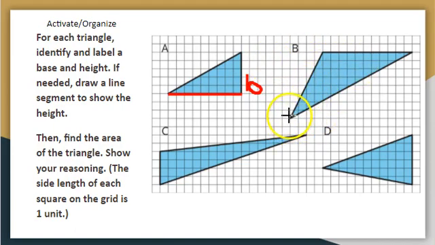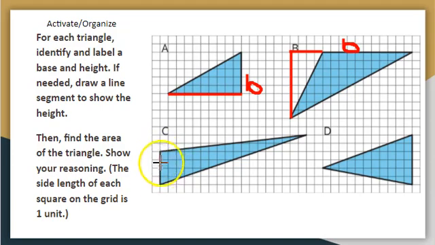Here, since I'm on graph, I would say that your best one's going to be here for a base. Again, I think it makes it easier for me, because that way I can use those grid lines to help me out. Okay. So then for B, I would have the height like this. So my height would be here.